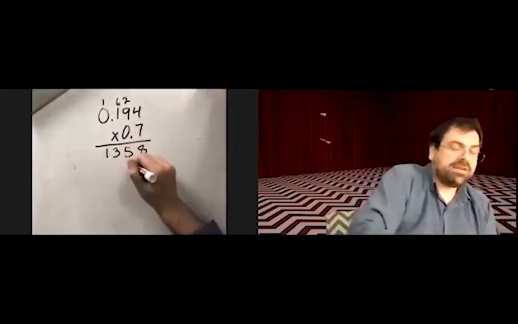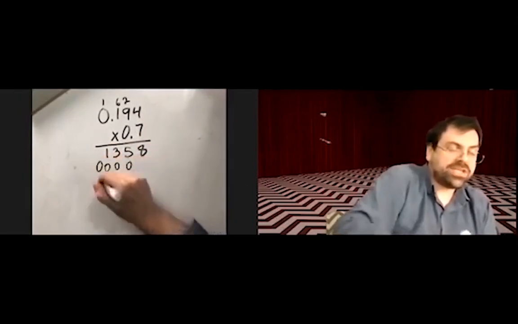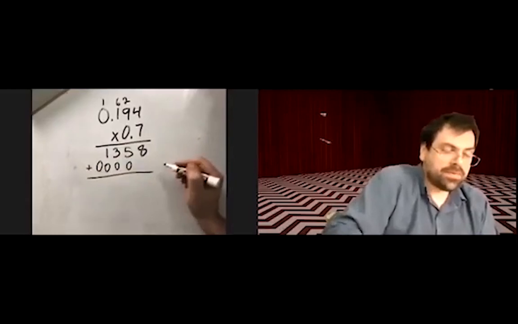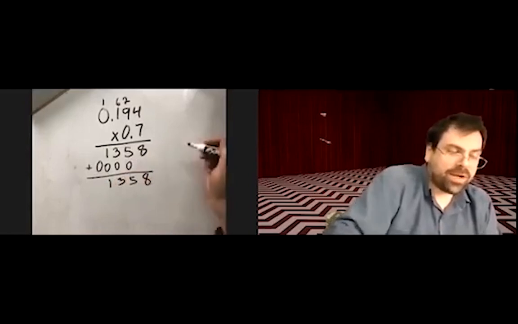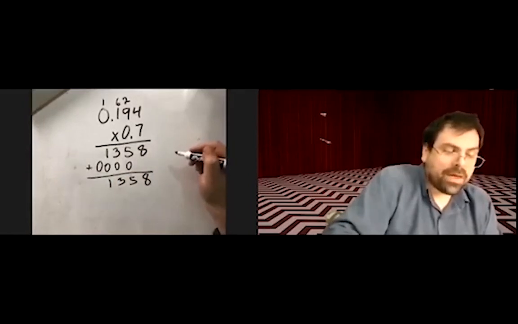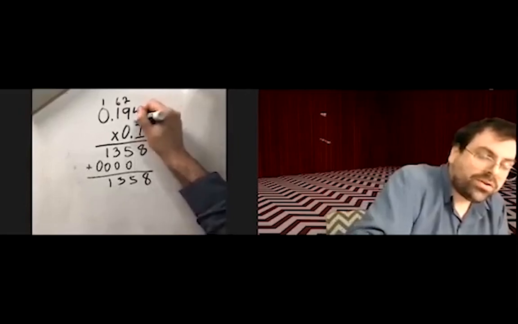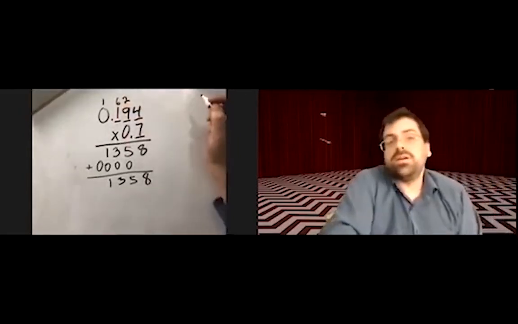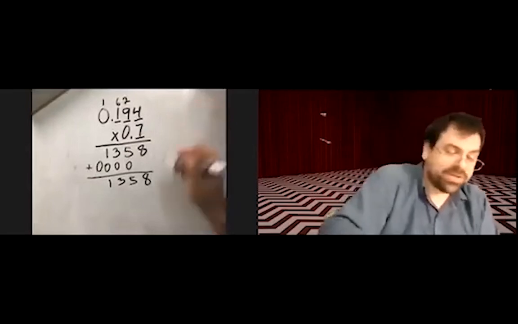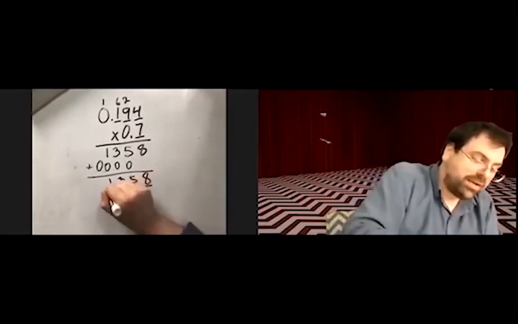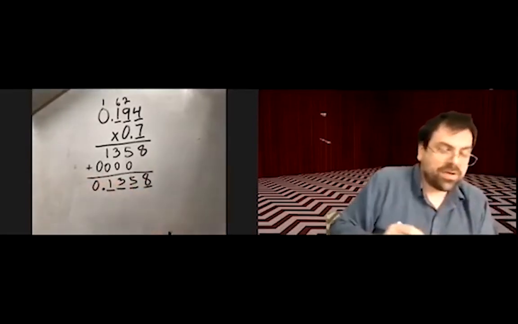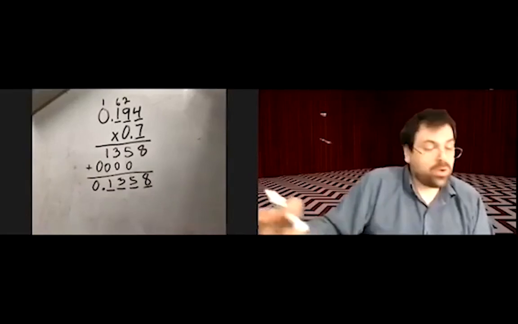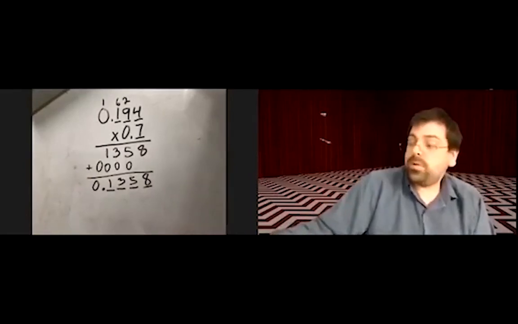And then here, 0 times everything would just be 0. Add 8, 5, 3, 1. And count 1, 2, 3, 4 digits past the decimal points. 1, 2, 3, 4. So the point would go here. We can have our 0. Our answer would be 0.1358.